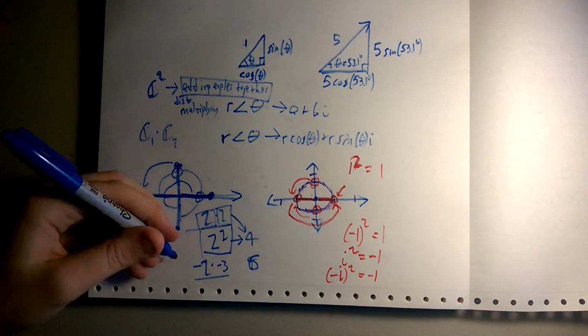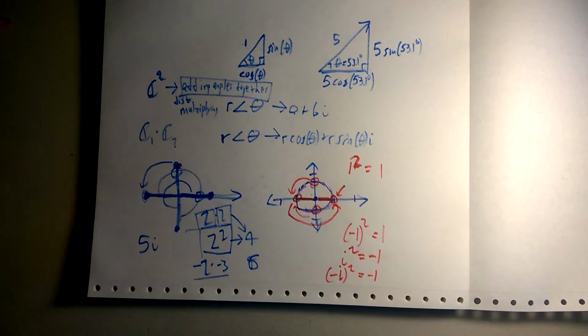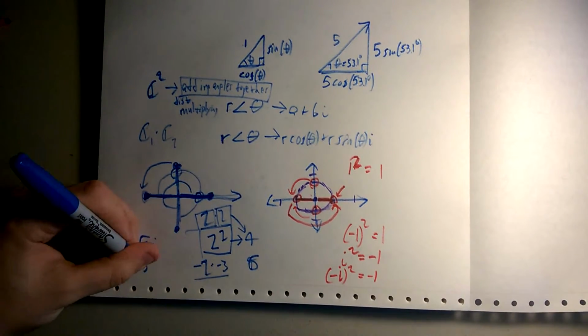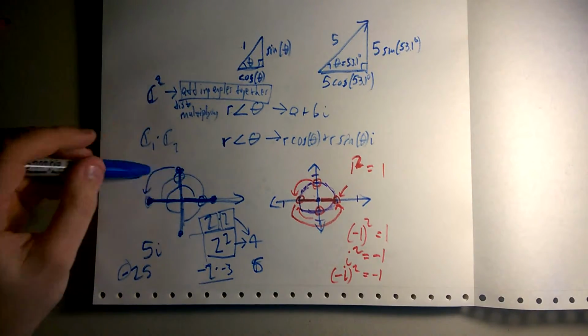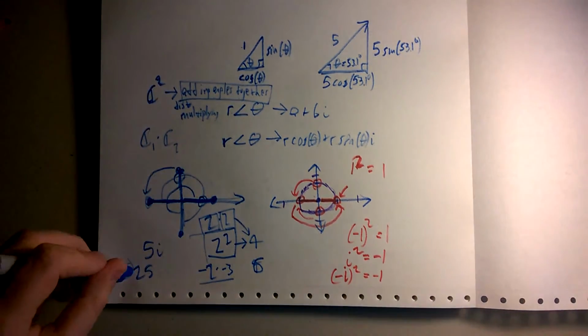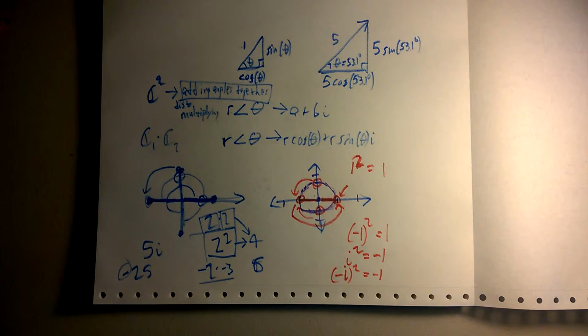Let's talk about, how about 5i? 5i times 5i is 25. And i times i is negative. So we understand the negative. That's just the rotation portion. Now why is it 25? Well, that's the distance multiplied by itself. And so if you had two different complex numbers, yeah, sure.